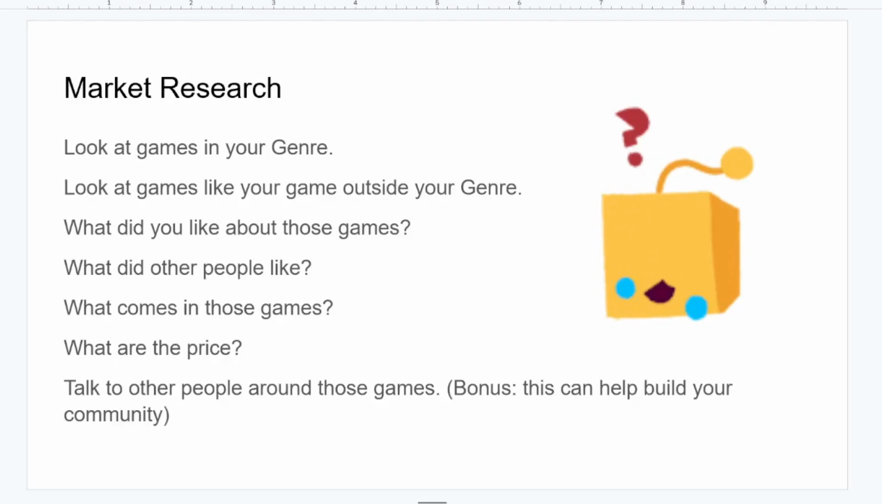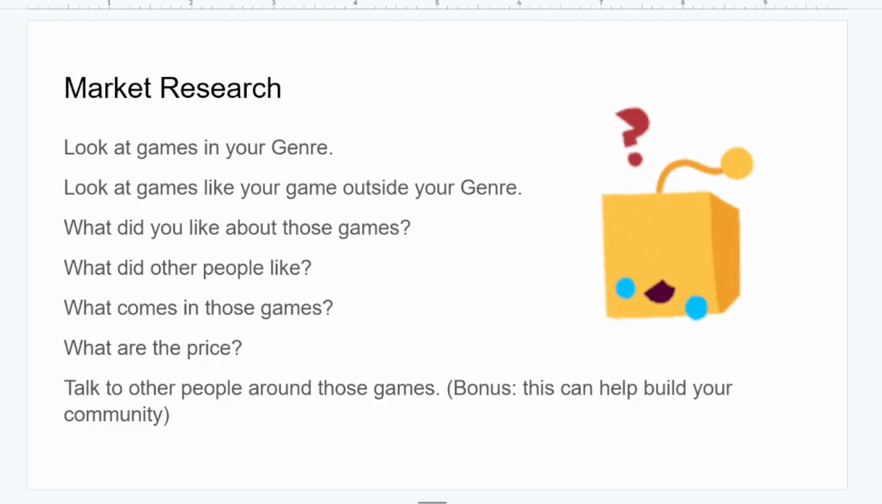What components come in those games? What are the prices? And the big thing is to talk to other people around those games and the people that play those games. Ask them, what did you like about this game? What didn't you like about this game? All of these things, and even ask them if they want to try yours.